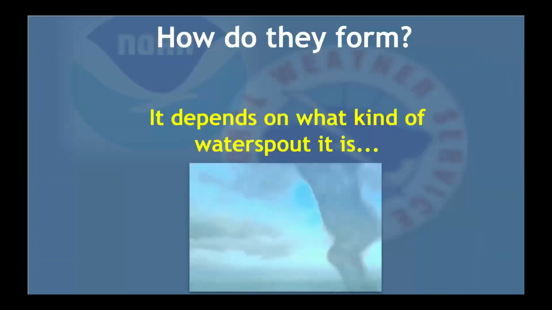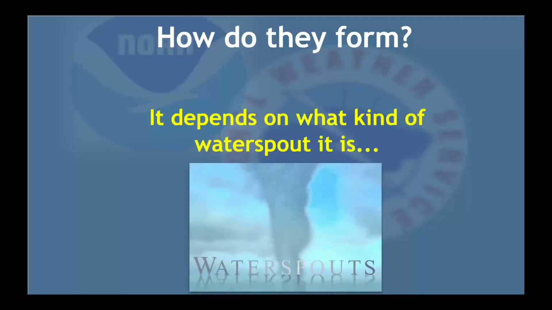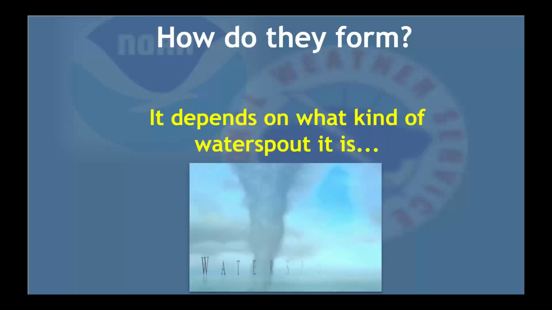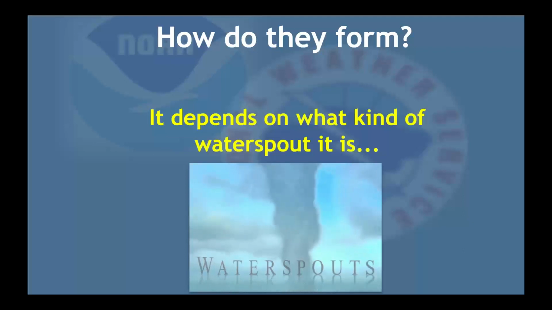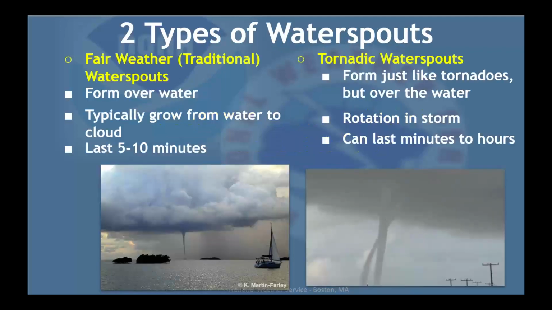So how do waterspouts form? Well, that question can't really be answered unless you specify what kind of waterspout it is. People often don't realize that there are two different types of waterspouts. They don't all come equally. Those two types are fair weather waterspouts, which is the traditional waterspout. When we think of a waterspout, oftentimes that is what we're thinking of, versus a tornadic waterspout. So a few little facts about each one before we go into more detail.